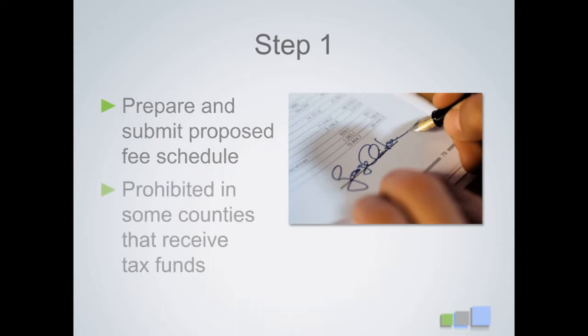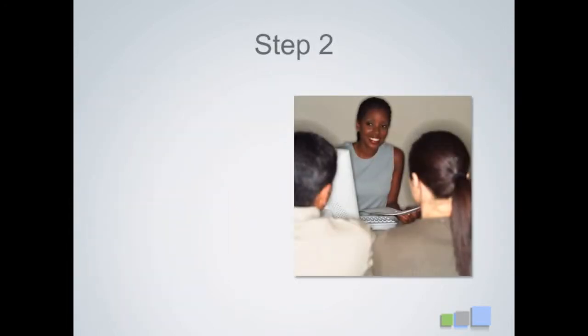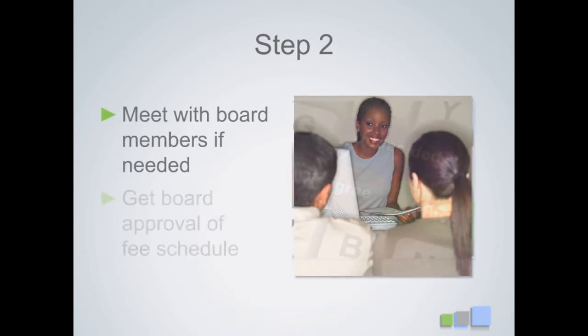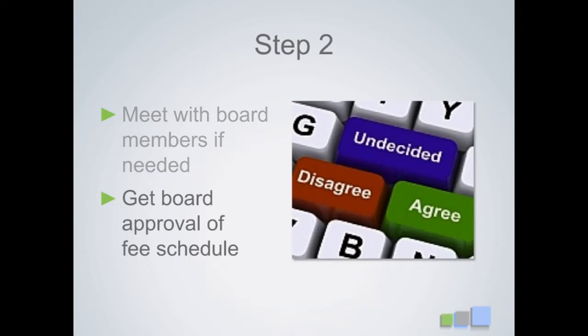Note that in some counties, billing by a local health department is prohibited because the health department receives tax dollars to pay for services. If your county board does not take up your project in a timely manner, consider meeting with the individual board members to get their support and buy-in. Step 2 is to get board approval. That means a majority vote or written statement of approval.